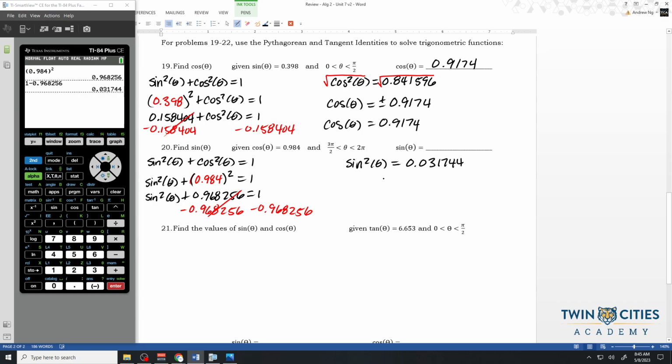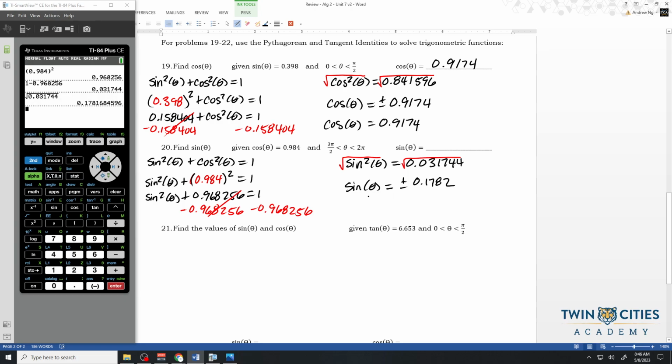Now this is sine squared. I'm looking for sine. So let's take the square root. Sine of theta is equal to plus or minus, and now we can round here, 0.1782.